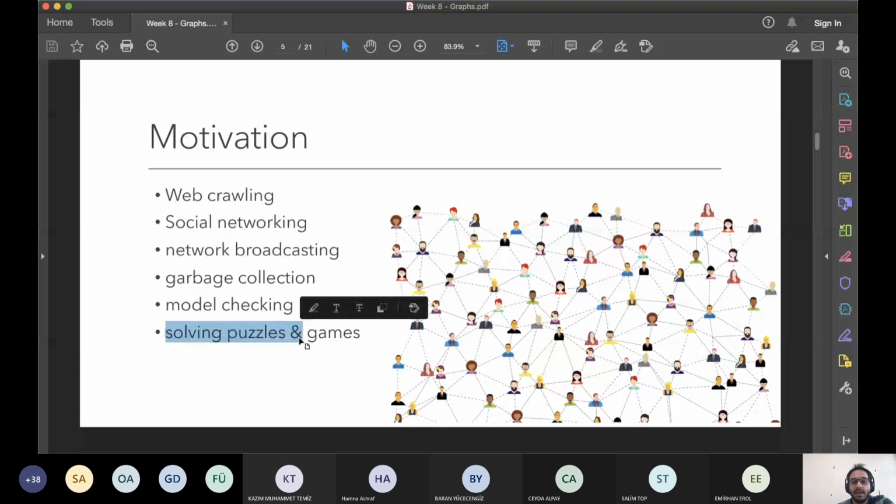And also solving puzzles and games. On the MIT website they talk about this Rubik's Cube problem, and we will do the same thing. If there is some kind of combination or variation in your puzzles or games, it can be matched with a graph, and we will see how we do it.